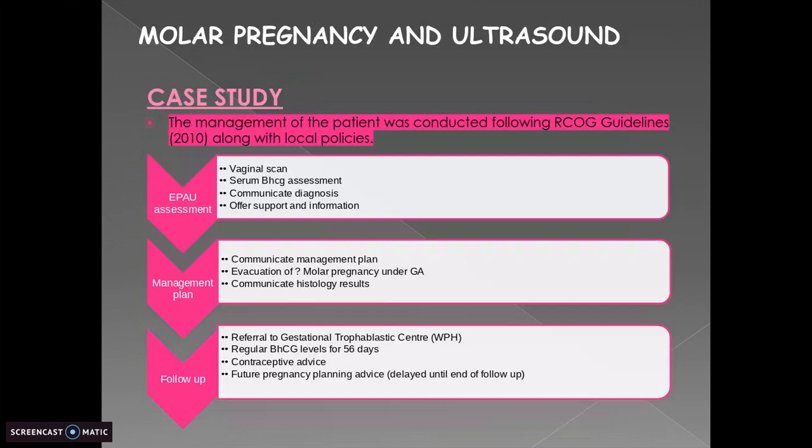beta-HCG blood tests weekly up to 56 days post-surgical evacuation. If the pregnancy hormone level is negative before the 56 days are complete, the patient is discharged. However, if the pregnancy hormone level is still positive after the 56 days, they may need chemotherapy treatment.